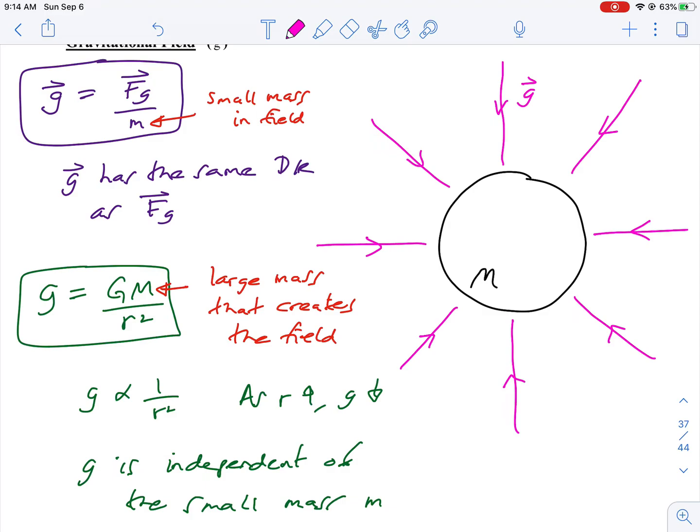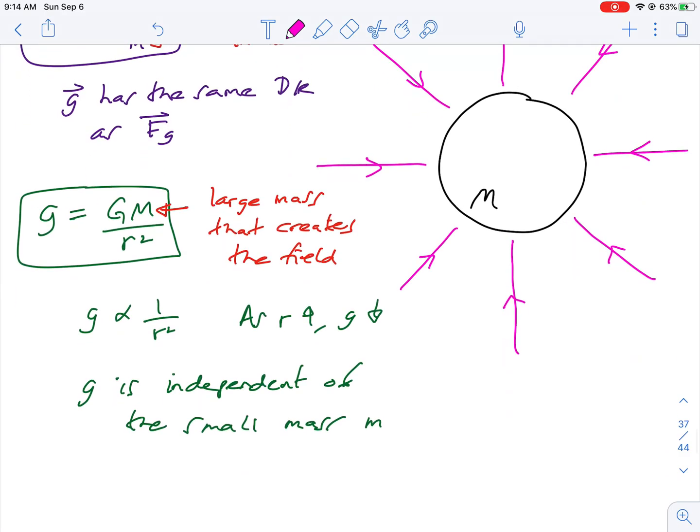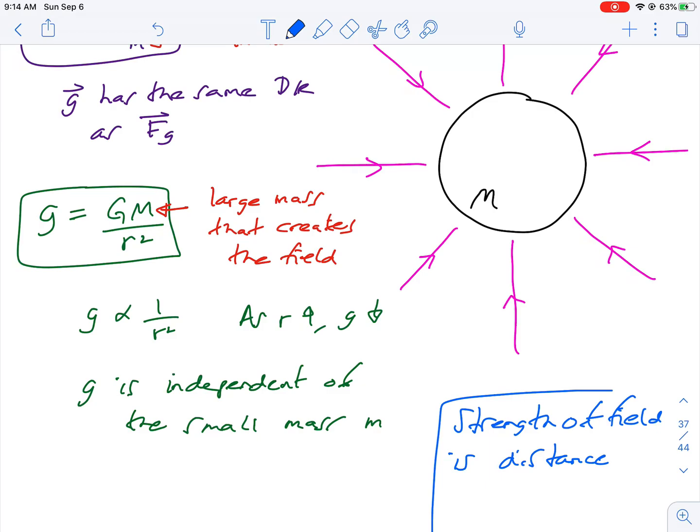Now the second detail is I have to show you that as r gets bigger, g gets smaller. And it turns out that's actually being shown in this diagram. Because it turns out, and I'll put this as a side note here, that the strength of g, the strength of the field, is shown by the distance between the field lines. So when the field lines are close together, it's strong. When the field lines are far apart, it's weak.